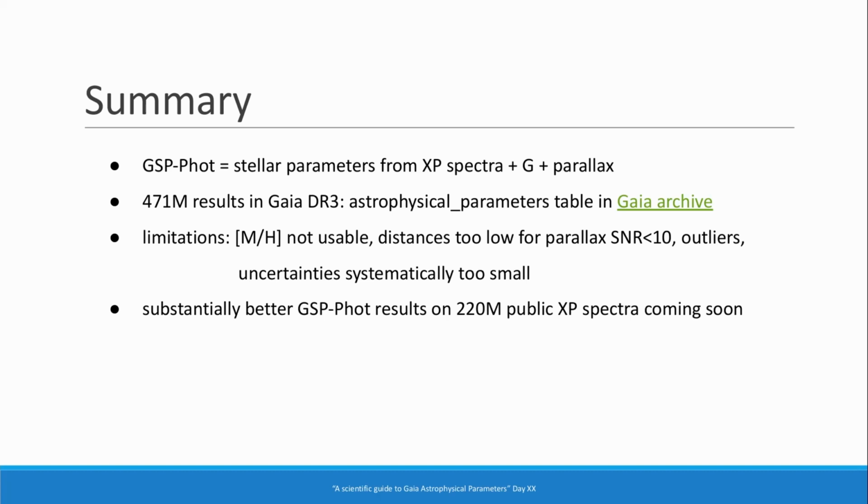Be careful with the distances. They can be too small for low quality parallaxes. Then there can be outliers at, I think, 1% rate or so, or even slightly lower than that. And obviously also the uncertainties are systematically too small. And this will also be the case for the reprocessed GSPPhot results, which will hopefully come very soon.